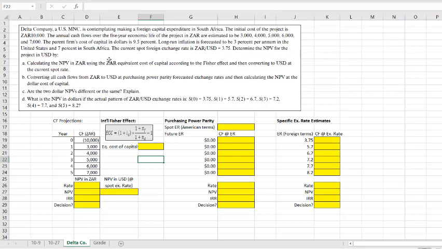Determine the net present value for the project in US dollars. Okay, part A. So that's going to be right here, this international Fisher effect: calculating the NPV in ZAR using the ZAR equivalent of cost of capital according to the Fisher effect, and then converting to US dollars at the current spot rate.